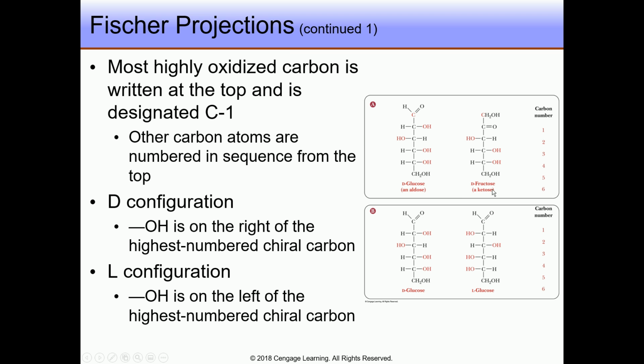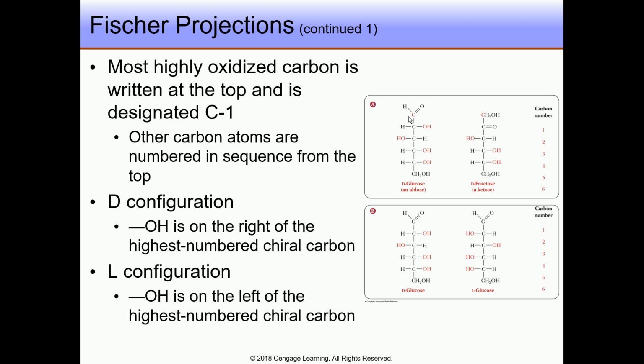So you can see here the most oxidized carbon is written at the top, and it is written as carbon number 1. You can see how the carbons are written. So this is the most oxidized carbon, and that is written as carbon number 1.